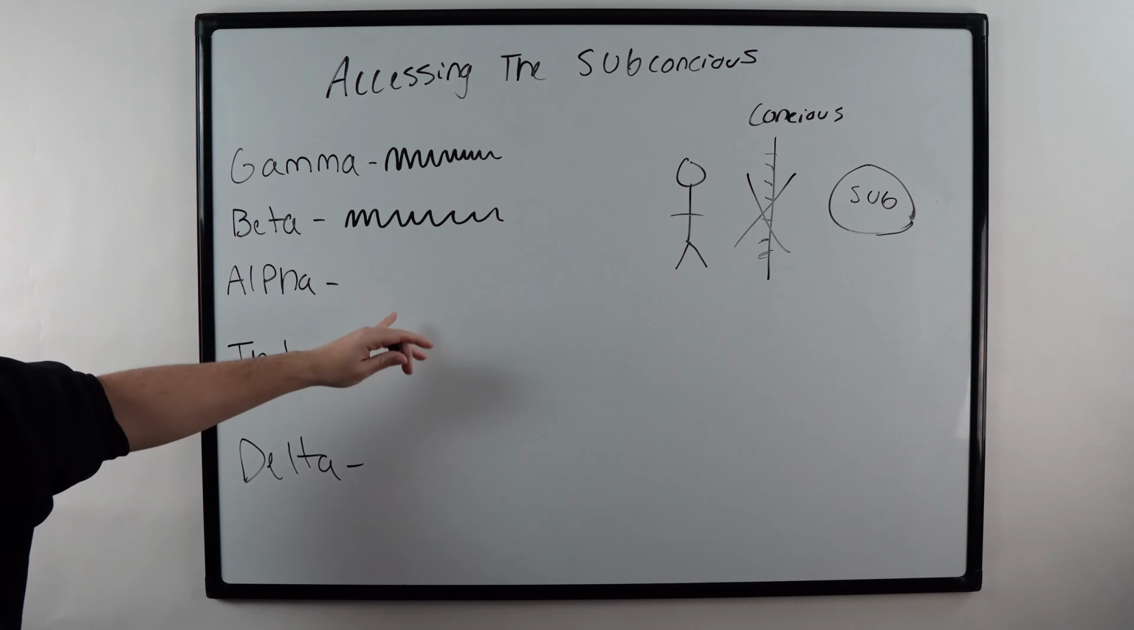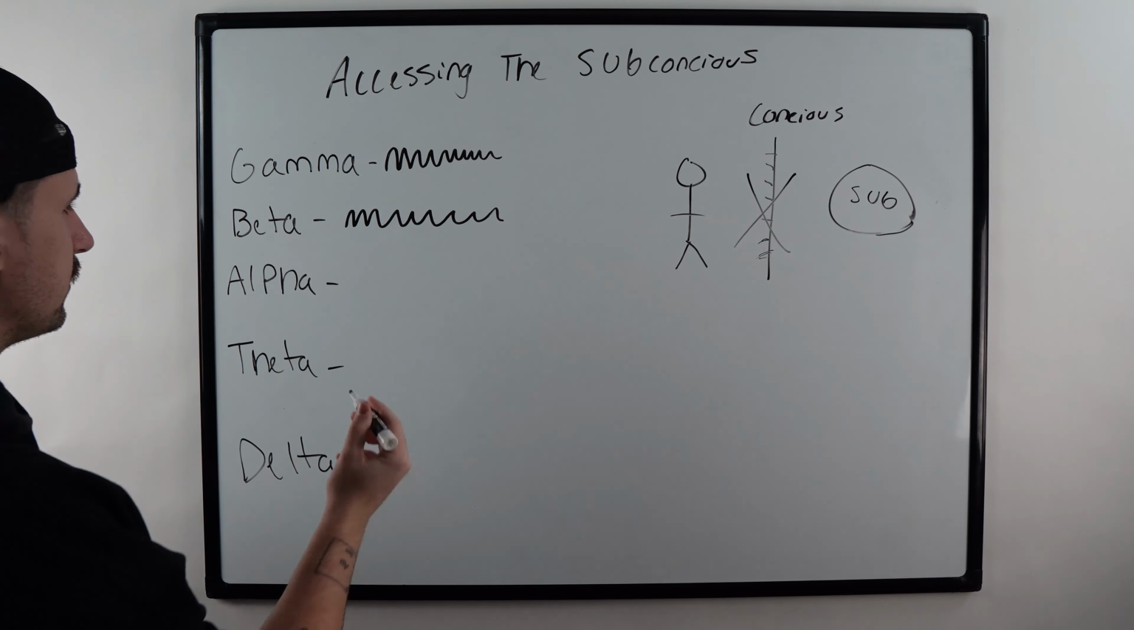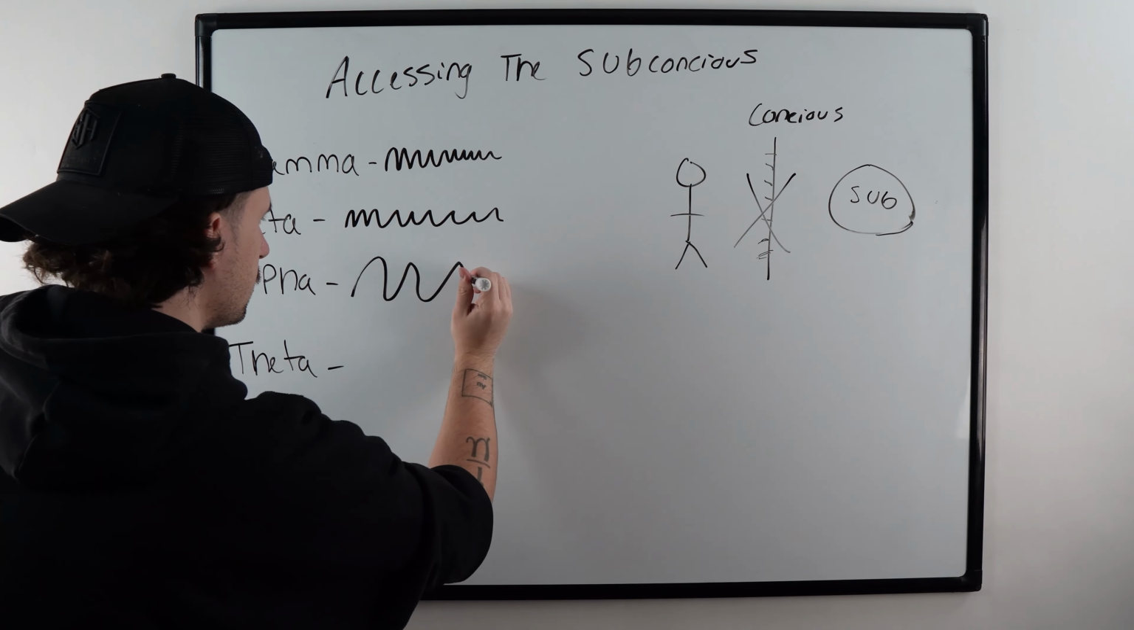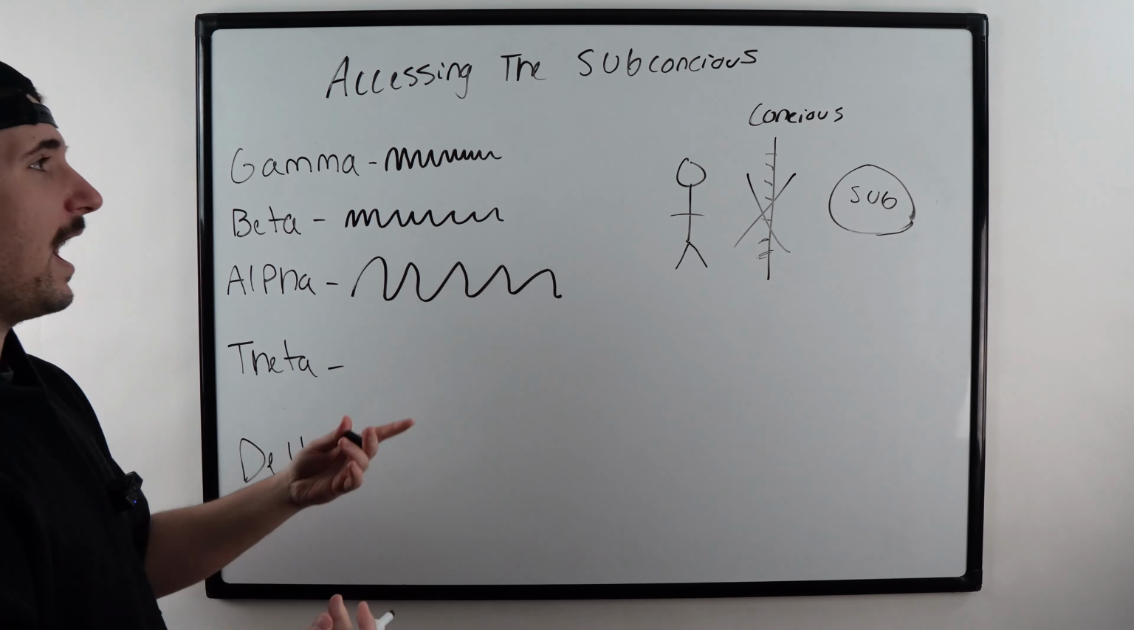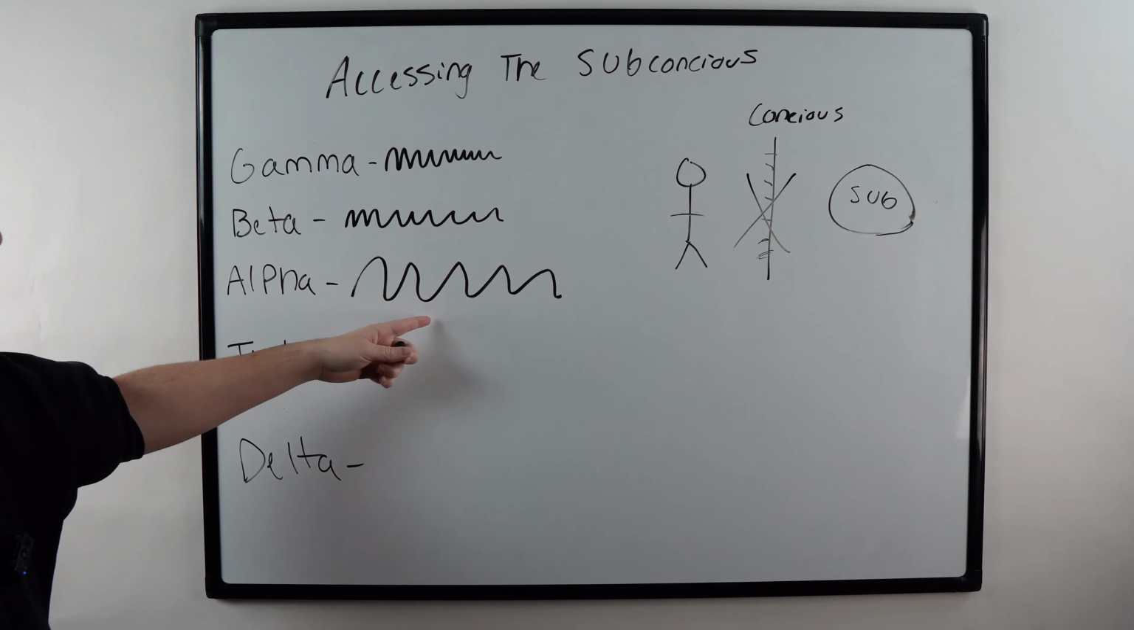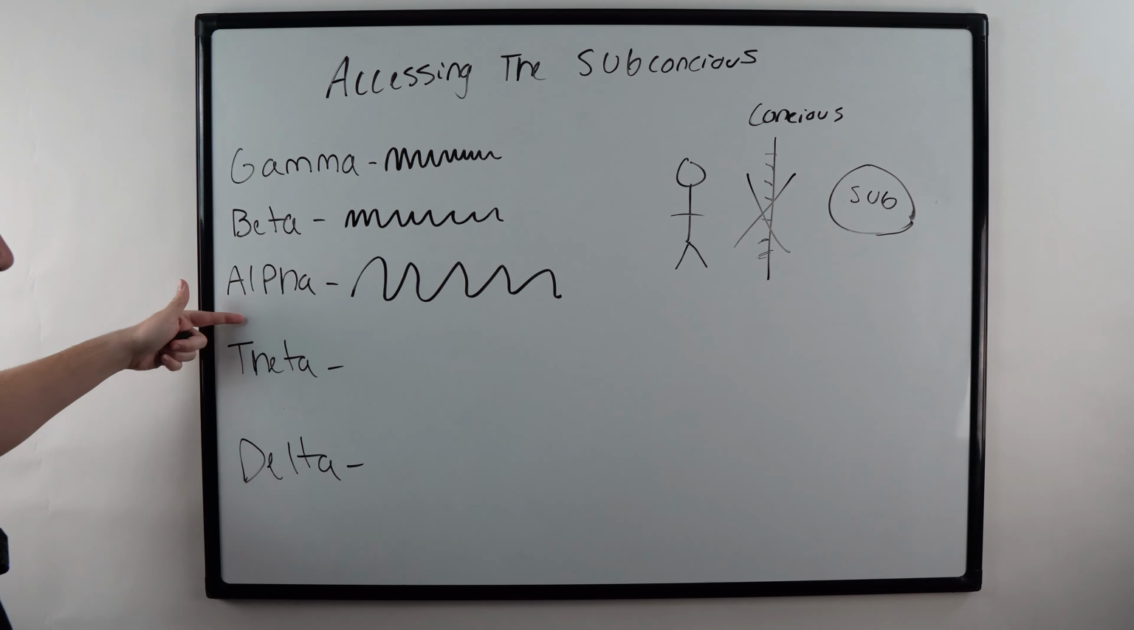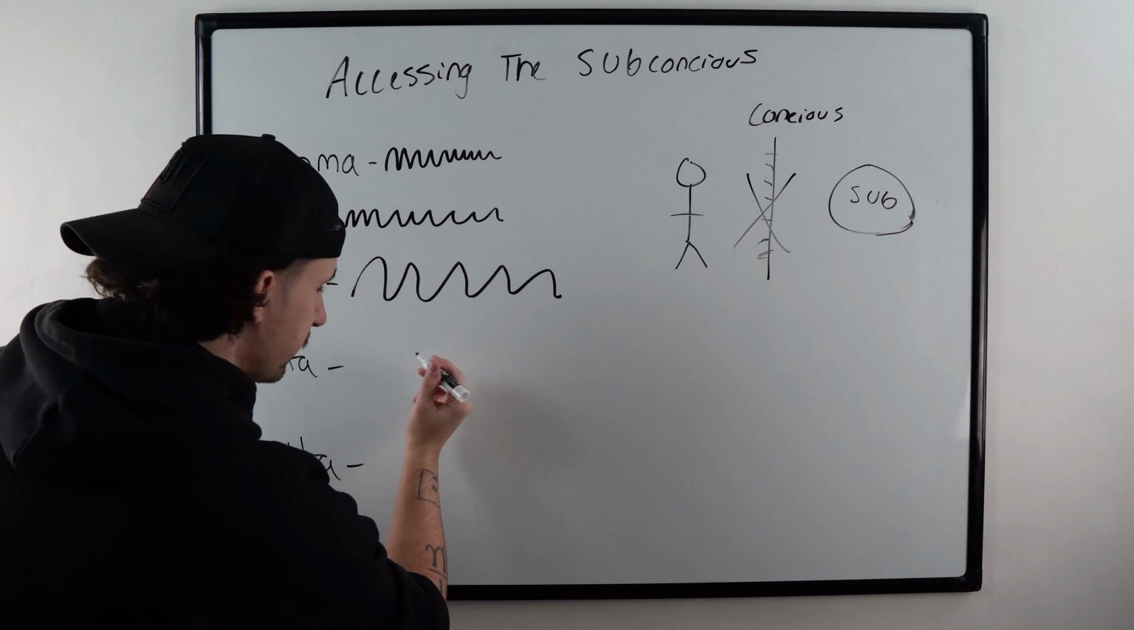Getting down into the sweet spot is alpha, theta, and delta. Now, alpha is a little bit bigger. It's like this. It's not ideal, but yes, this is better than these two. This is when you're starting to get relaxed. Then you have theta.